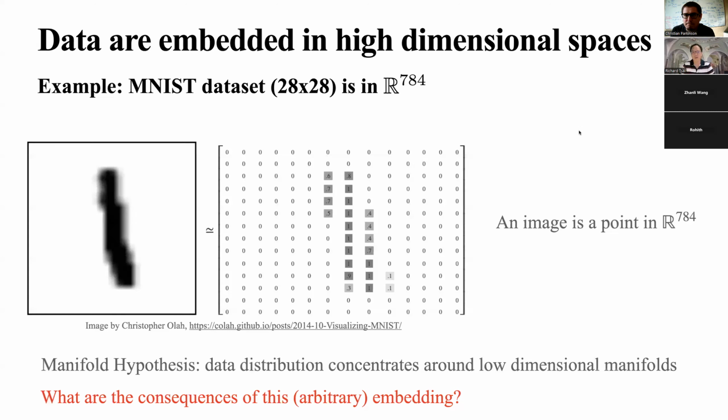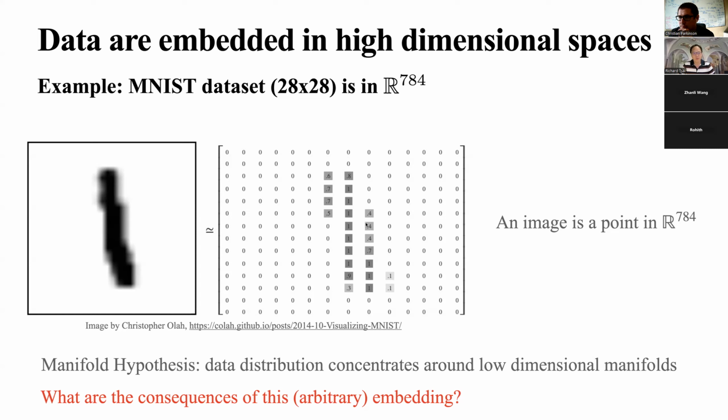Each is a digit pixel image, essentially black and white, but it's grayscale. So here you see an image that looks like a 1, and you can regard it as a matrix, a 28 by 28 matrix, and each entry in the matrix carries a number ranging from 0 to 1. In this case, 1 means it's very dark, it's black, and 0 means it's white. And you have grayscale as you vary the intensity from 0 to 1.